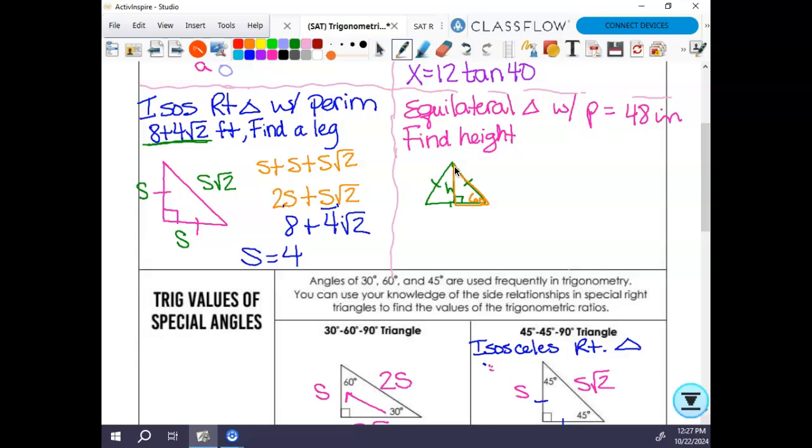I need at least one side length to do something. They gave me the perimeter. Can I use that to find the length of a side? What would I do with that 48 to figure that out? Divide by 3. 48 divided by 3 is 16.